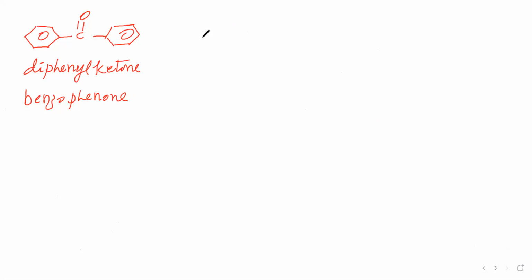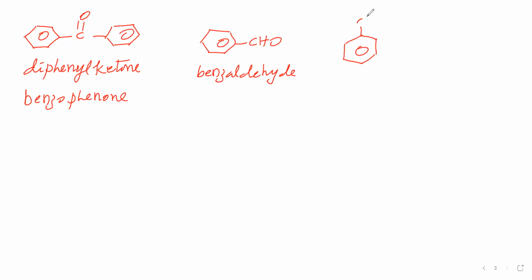Next compound. Here phenyl ring with a CHO. This is called benzaldehyde. C6H5 with the CHO is called benzaldehyde. Here benzene, it is CHO, it is OH. Now, this benzene with CHO, let us call it as benzaldehyde. This OH group name we will say as hydroxy, substituent.